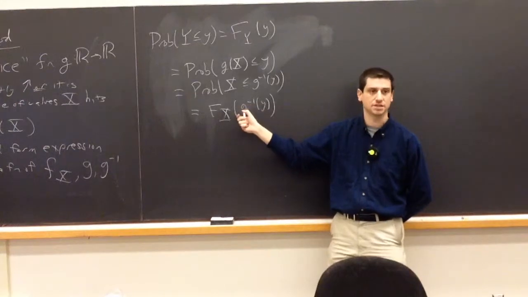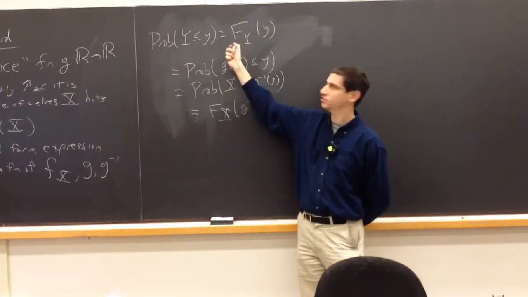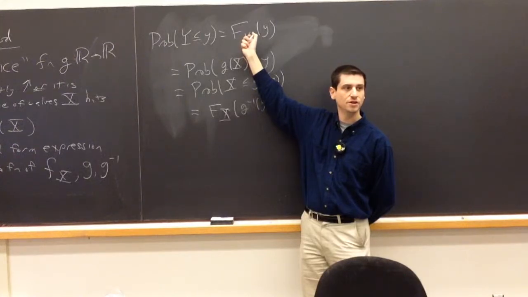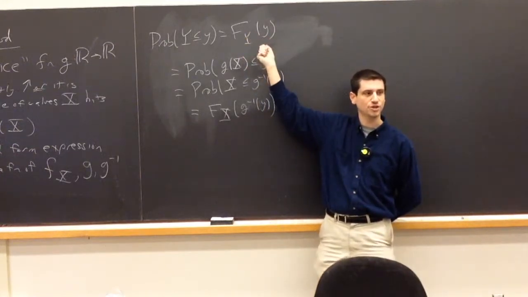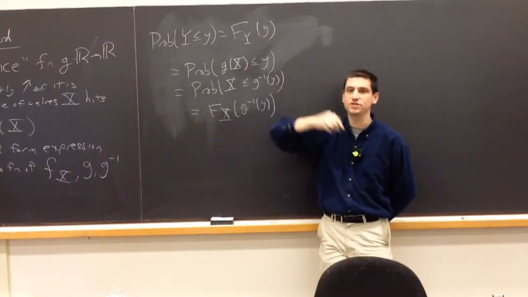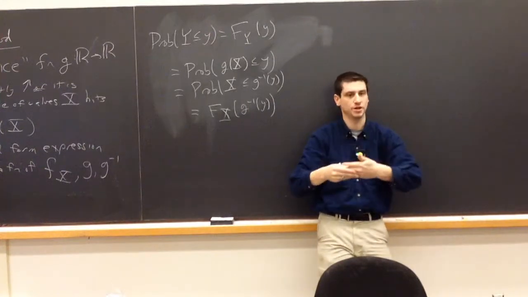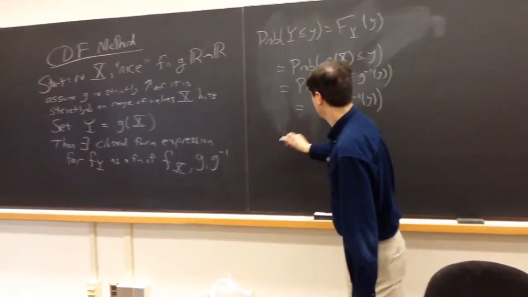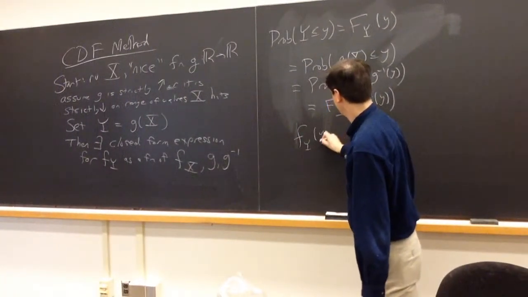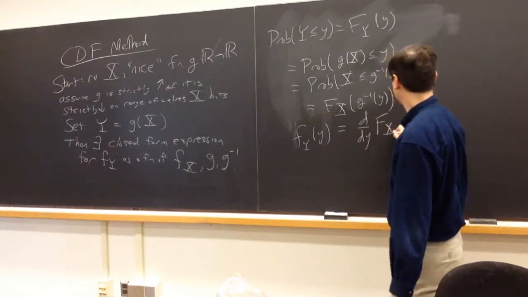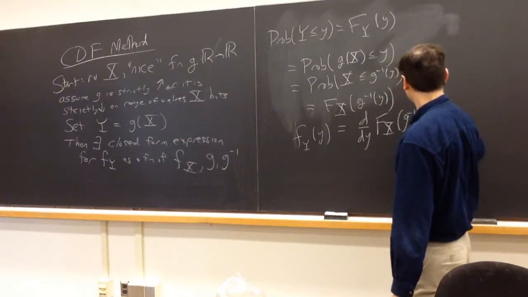Fortunately, we don't need this. We're trying to find the density function. How do we get the density from the cumulative distribution function? I'm sorry? Not integrating the CDF. You're going in the wrong direction. Take the derivative. The CDF gives you the area up to a certain point. It's from integrating. So if we take the derivative, that's giving us the density function. So we get the probability density of Y is equal to d by dy of F_X of g inverse of y.